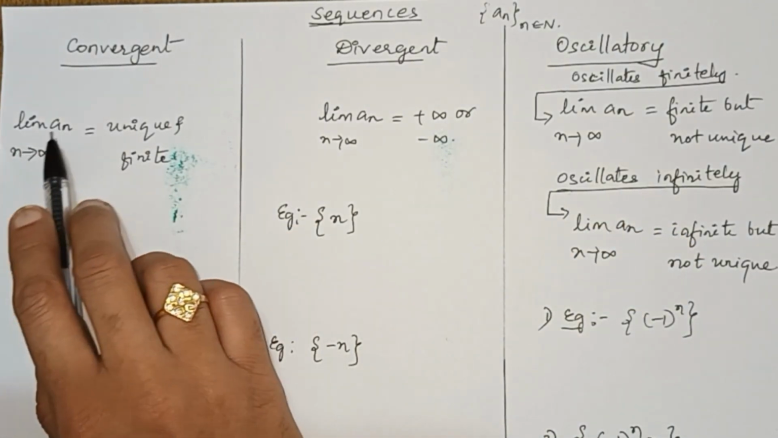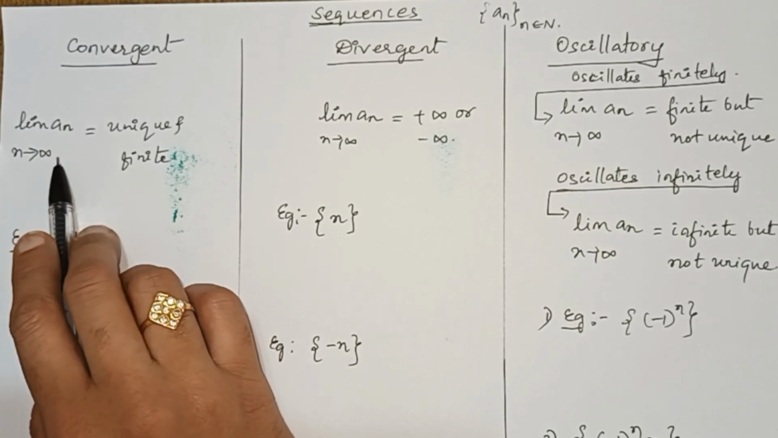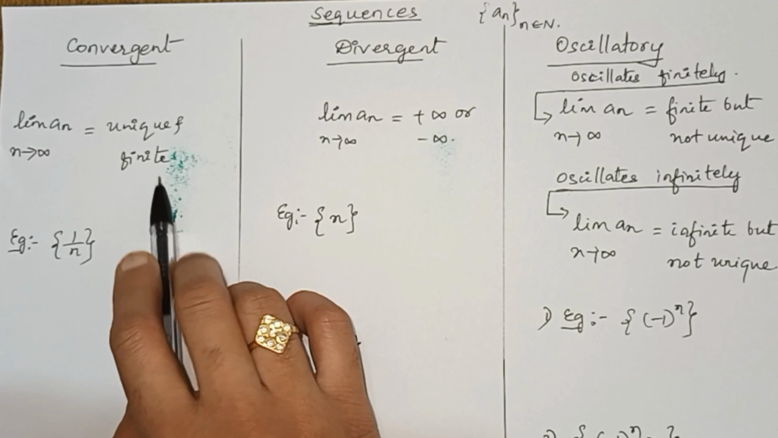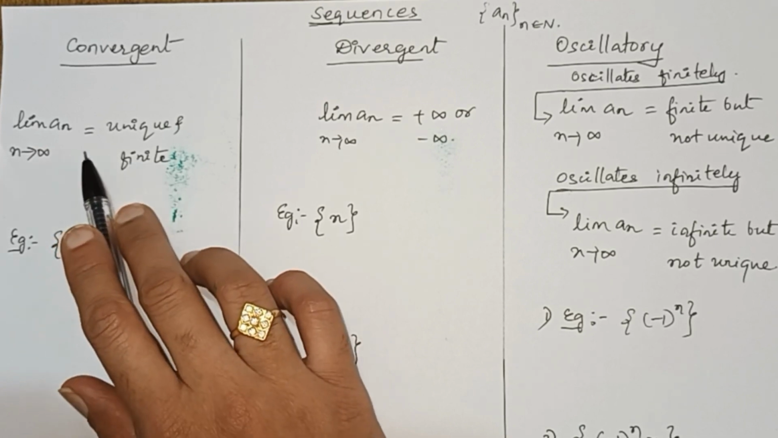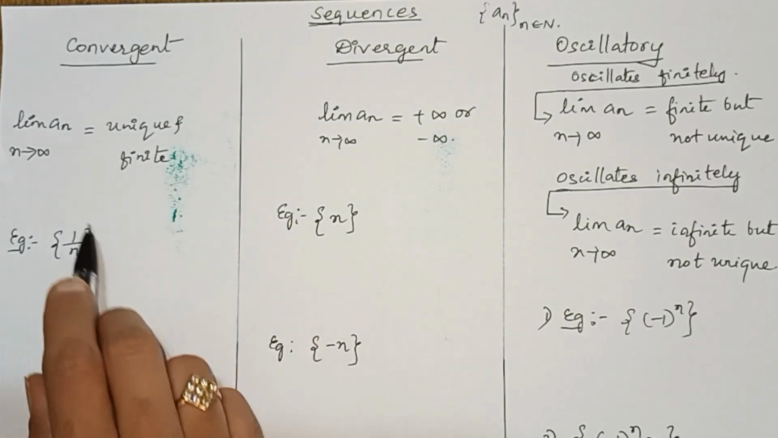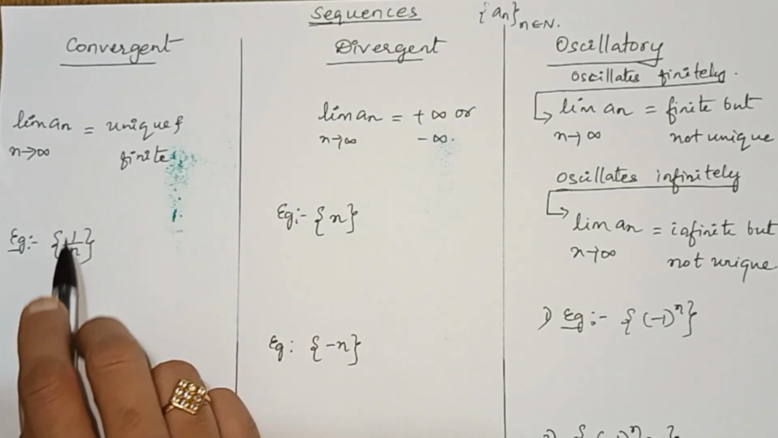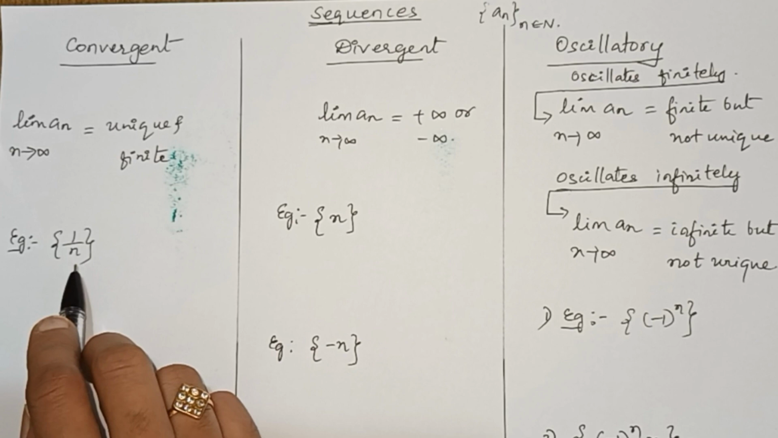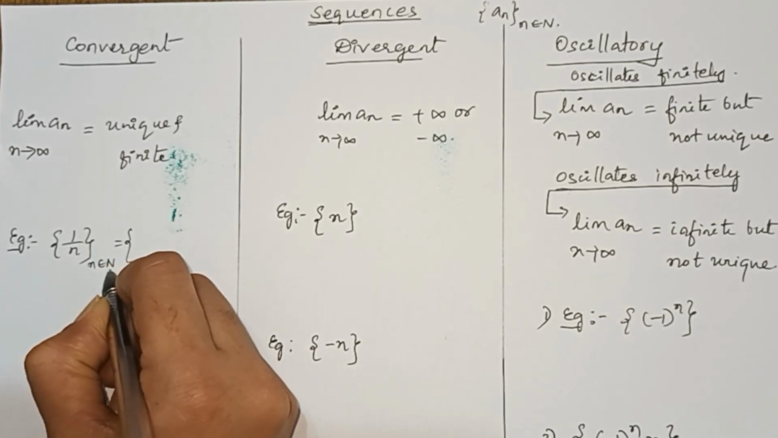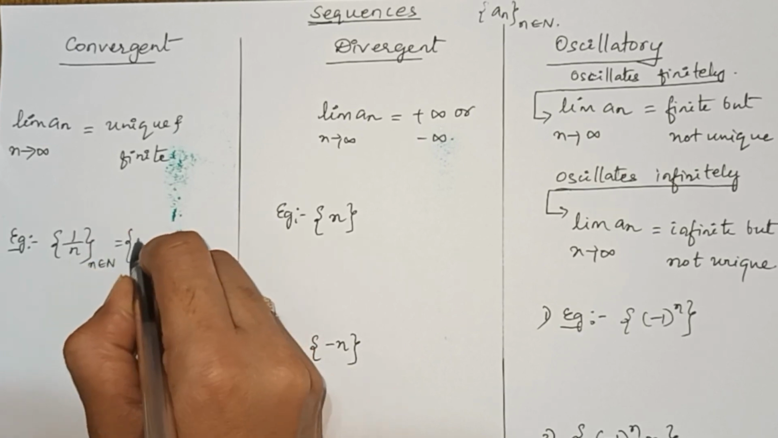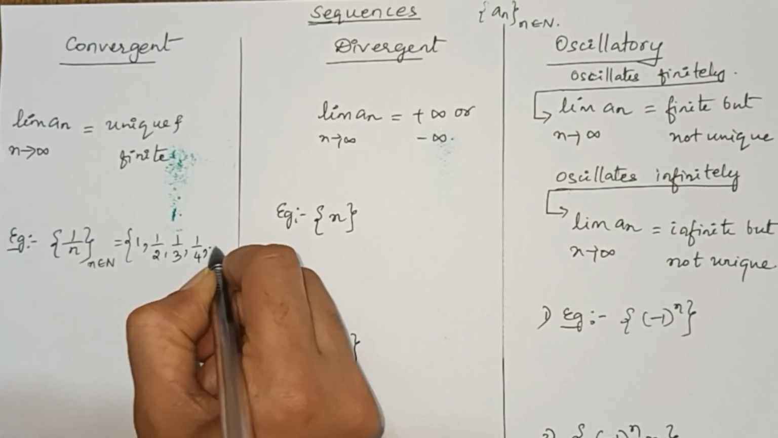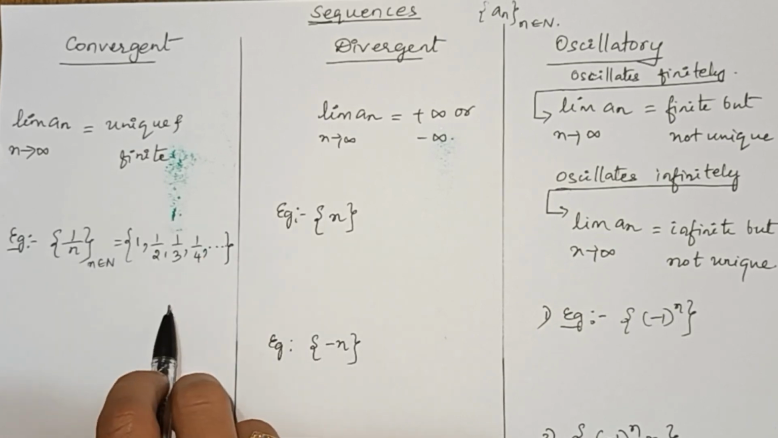If the limit of a_n as n tends to infinity is a unique and finite value, then we say that the given sequence a_n is convergent. For example, consider the sequence 1/n, where n belongs to the natural numbers. When you go on giving values for n, we get 1, 1/2, 1/3, 1/4, and so on. So this is the given sequence.